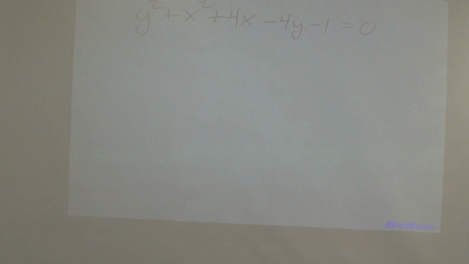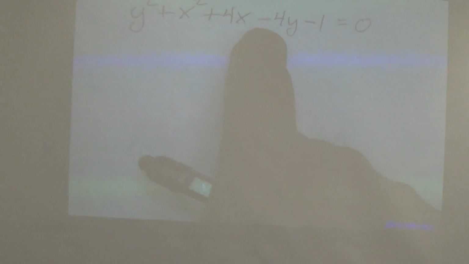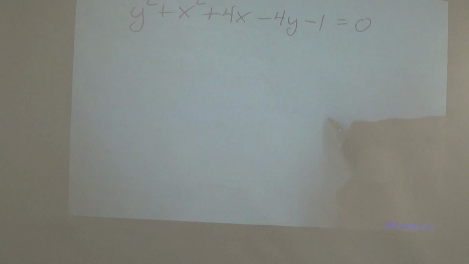Before we can do that, we're going to put this in order. We're going to start with our x squared. We're going to keep our x's together. And then we're going to go to our y squareds. We're going to keep our y's together. And then write our constant. As long as you keep the sign with it, you can move it wherever you want it to go, as long as you don't cross the equal sign.